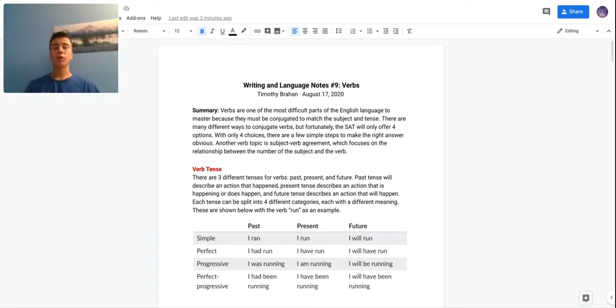So yeah, verbs are one of the most difficult parts of speech, if not the most difficult, because they have to be conjugated, unlike nouns. Conjugated means changing the tense and maybe adding certain words such as are or have, just to make it make sense. There are many different ways to conjugate a certain verb, but the SAT will only offer four choices, and generally one of them will be pretty obvious. For subject-verb agreement, this is a much more simple topic. You just have to figure out how to make the subject and verb agree in number.